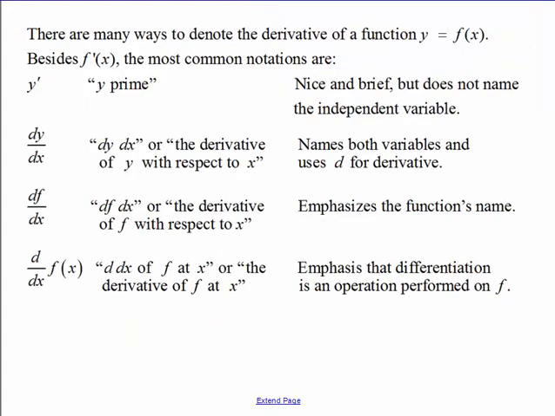Now our notation for derivative, okay, y prime. dy dx, the derivative of y with respect to x, where x is your independent variable. df dx, so derivative of some function, okay, or d dx of f of x. So all of these, you need to recognize that they all mean the derivative with respect to x.